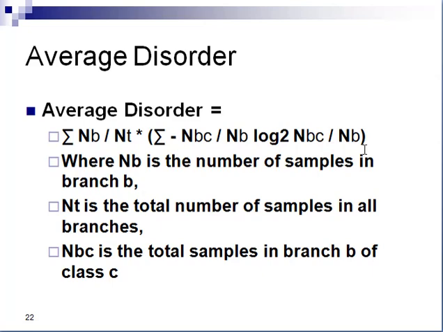Now let's see what these variables mean here. NB is the number of samples in branch B, and T is the total number of samples in all of these branches, and NBC is the total samples in branch B of class C. That's why we call it NBC, because it is the total samples in branch B for the class C.